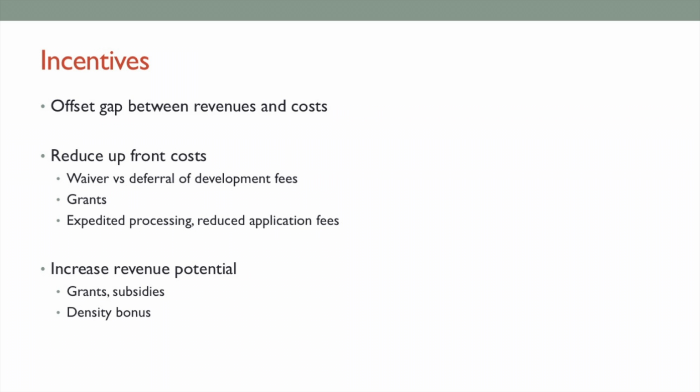So what are we looking for? We're looking for incentives that could offset the revenue and cost gap there. We could reduce upfront costs. I mentioned waiver, deferral of development fees, providing grants, expedited processing, or increase the revenue side. So this is on the construction development side, and this is on the operation side. So just different ways that you could look at generating the offsets necessary to close that gap.